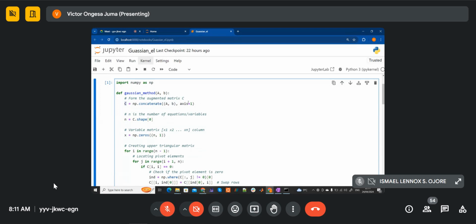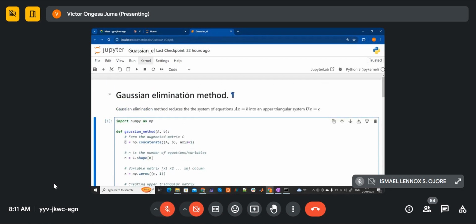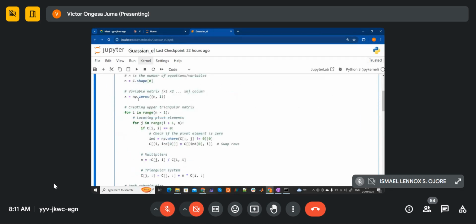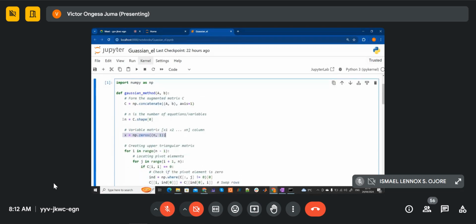You know what that means. With this augmented matrix, I'm not counting, I'm pre-assigning. I'm just creating a zero vector, so I pre-assign the zero vector to the solutions. This is the length of the variables. So n will be the length of the variables, which is shape 0.